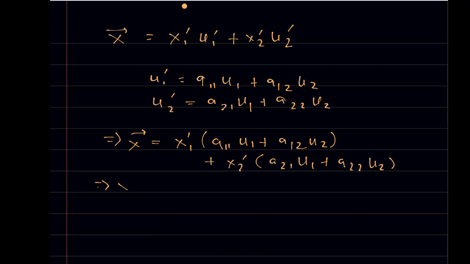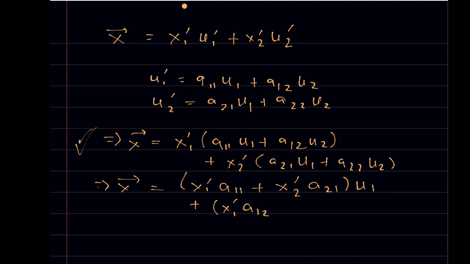Plus x2 prime A21, and what is the basis? The basis is u1. Oh, it came back. Okay, were you able to hear me? So what I was doing is I wrote this one, and now I'm writing the entire thing by taking u1 common. So first I took u1 common, now I'm going to take u2 common. So I get x1 prime A12 plus x2 prime A22 and u2.